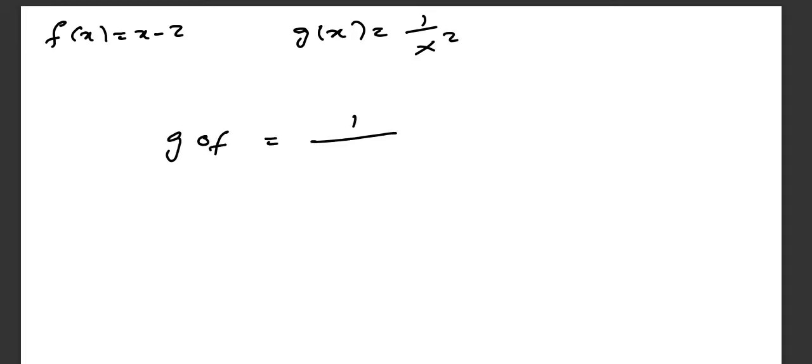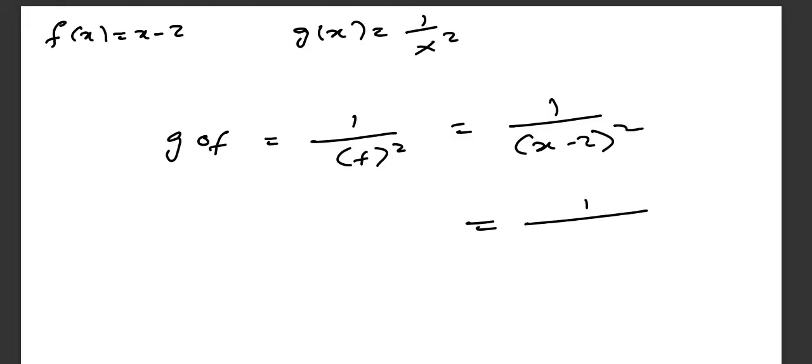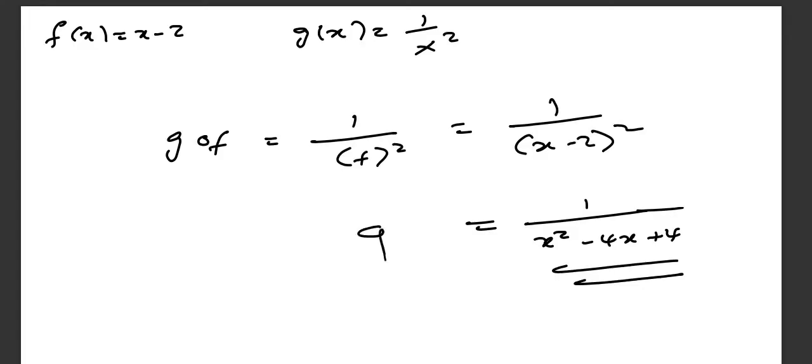We know that f of x is equal to x minus 2 and g of x is equal to 1 over x squared. So if we say g of f, this is going to be 1 over, where there's x there, we put the function f, squared. This is just x minus 2, squared. You can expand it or just leave it like this. It's still okay. Expanded, it gives x squared minus 4x plus 4. This is g of f.